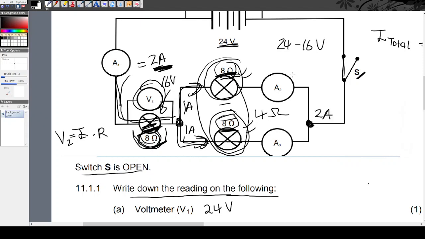Hope it makes sense. So the reading in A2 should be equal to the reading in A3. Why? Because the resistance is the same. What is resistance really? It's friction. These two currents are experiencing the same amount of resistance. Resistance is the tendency of a material to resist the flow of charges. The charges that pass through this one are resisted the same way as the charges passing through this one. So the current is the same.